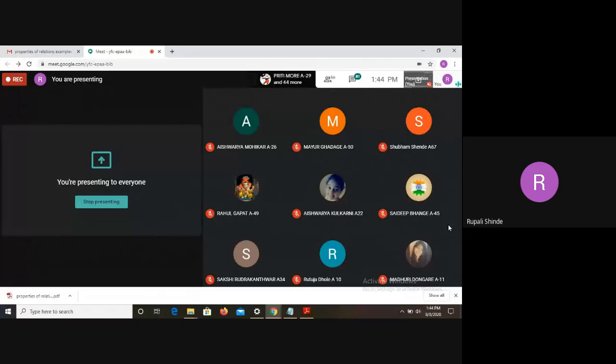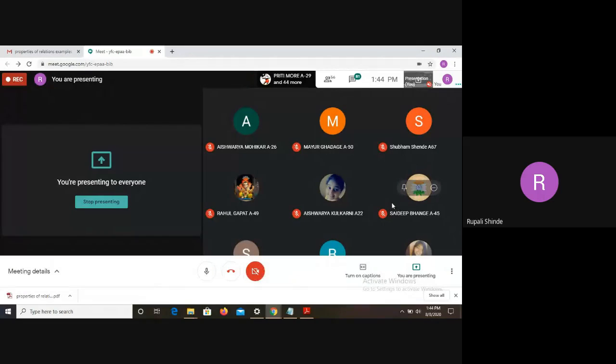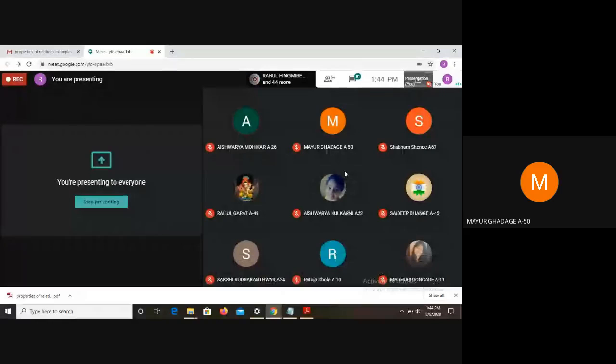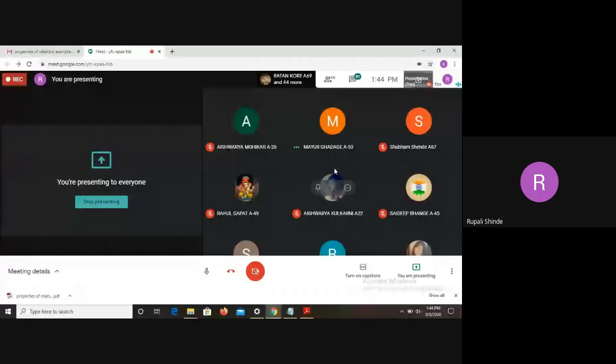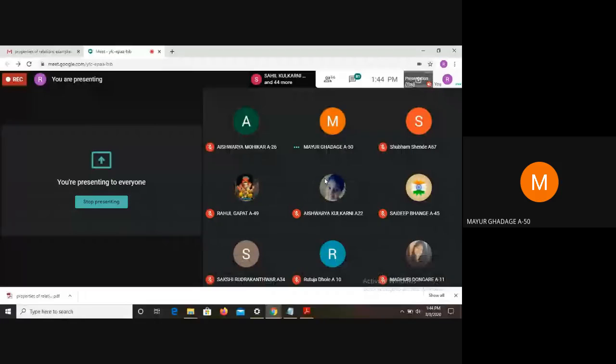Mayur, are you there? Mayur Ghadge, roll number 50. Hello, ma'am. Yes. Can you explain the antisymmetric property? In this, if the order pair A comma B is present, then B comma A will not be present. Means the mirror image is not present in it. Mirror image. Is this correct? What we have seen for antisymmetric.